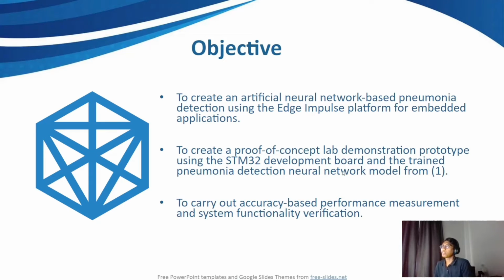So the objective of this model is to create an artificial neural network based pneumonia detection device using an edge-device platform for an embedded application. As a proof of concept, we demonstrate a prototype using an STM32 development board and the pneumonia detection device neural network that has been done earlier. With that, we will carry out accuracy-based performance measurement and system functionality verification.